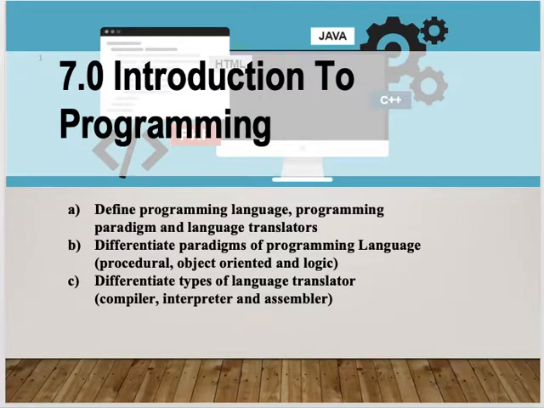Assalamualaikum and hi. Welcome to chapter 7, the last chapter, Introduction to Programming. There are 3 objectives. The first one is define programming language, define programming paradigm, and define language translator. And the second objective is differentiate between 3 types of paradigm: procedural, object-oriented, and logic. And the last objective is differentiate type of language translator: compiler, interpreter, and assembler.